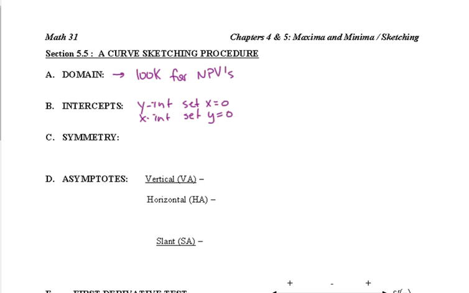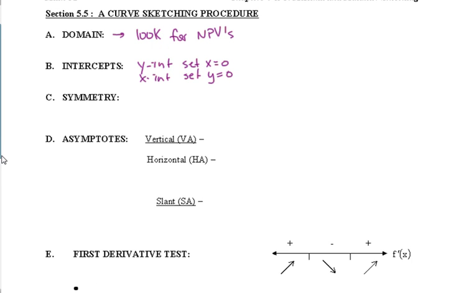Symmetry, how do we find out symmetry? How do we find out if something's odd? Now, if f of negative x equals negative f of x, then it's odd. And if it's odd, it's symmetrical about the origin.